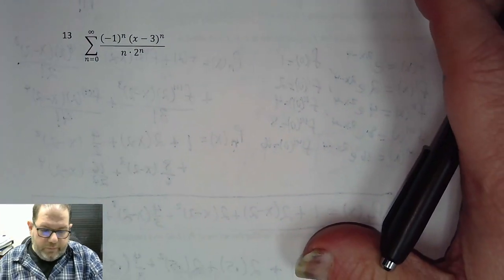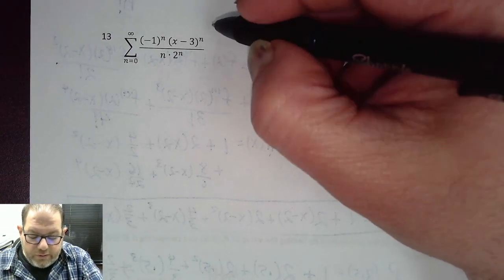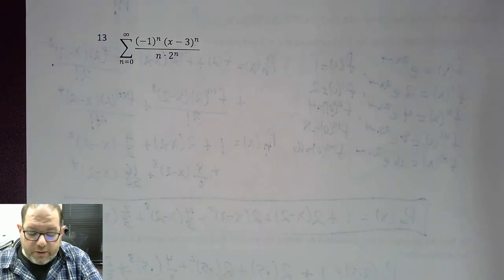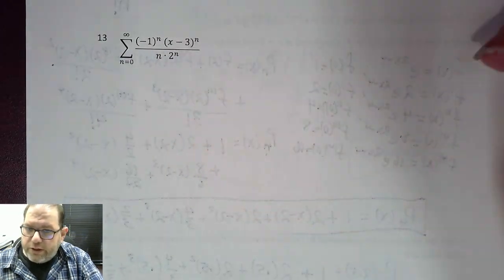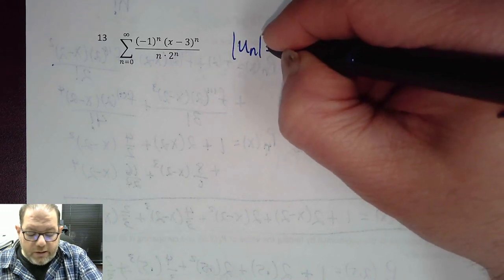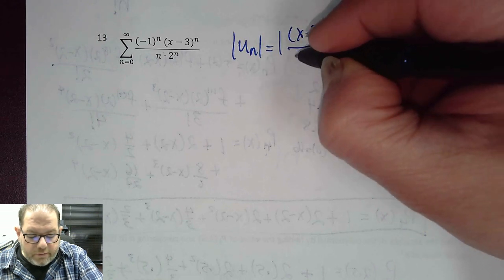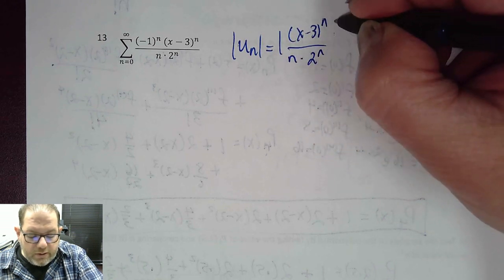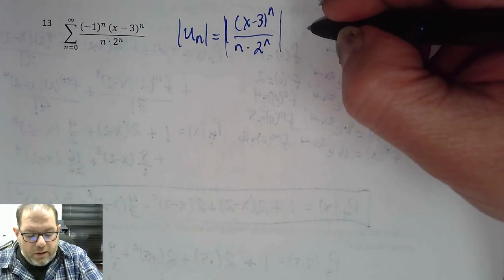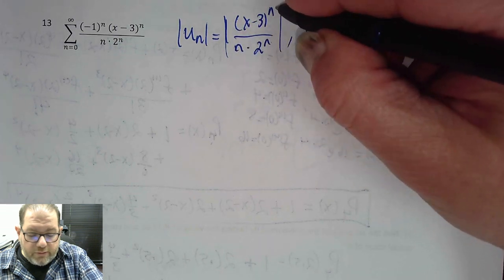Number 13 is the same question, but a different expression inside, as we would expect. So we have negative 1 to the n, (x minus 3) to the n, and then n times 2 to the n on the bottom. Now, we don't have to worry about the alternating term because we do take the absolute value here. So if we take the absolute value of u sub n, then that is (x minus 3) to the n over n times 2 to the n. And if we want u sub n plus 1, then we'll just change each of our n's to n plus 1.